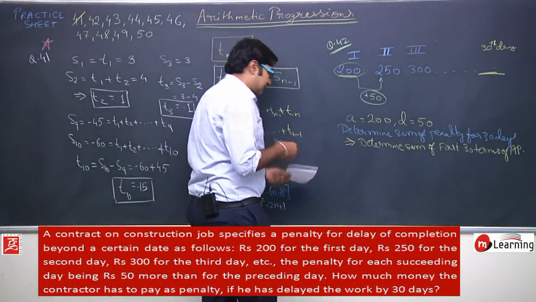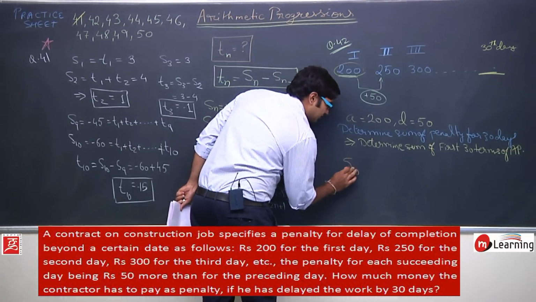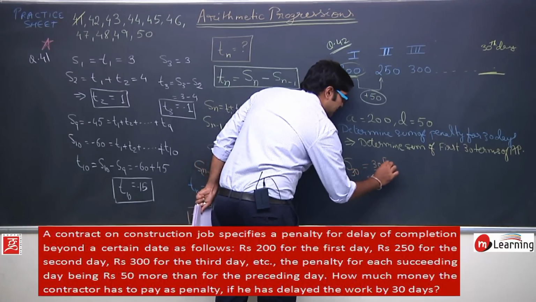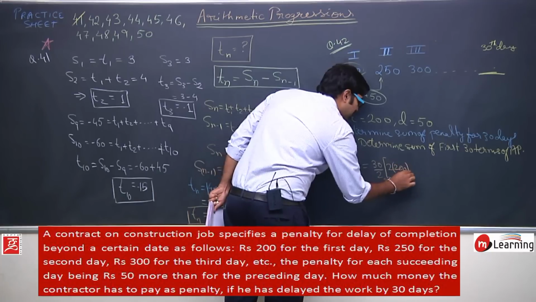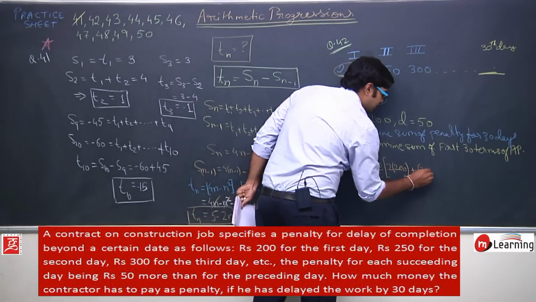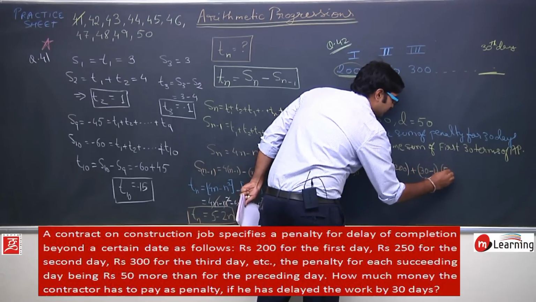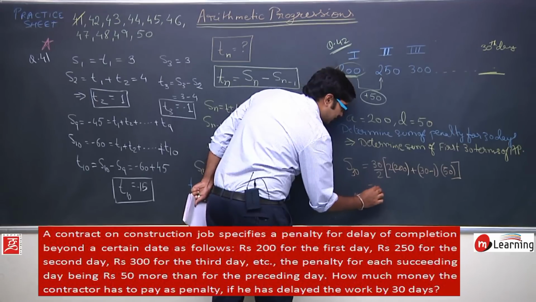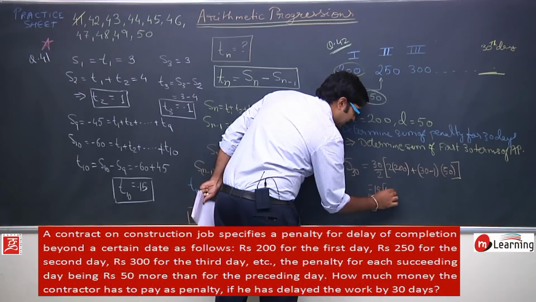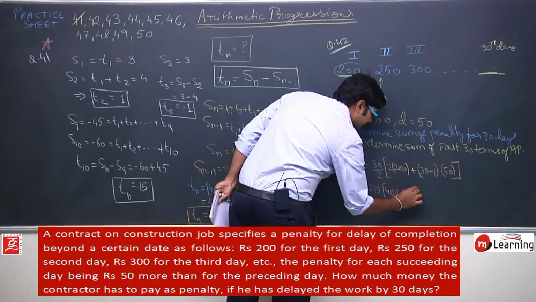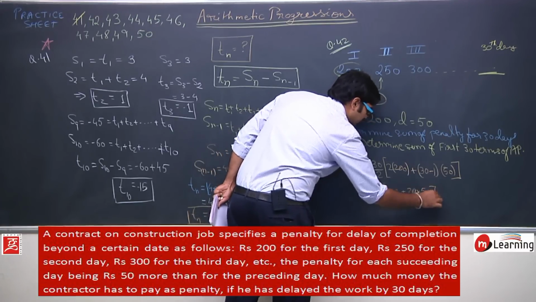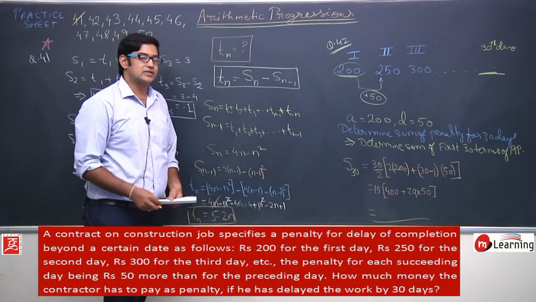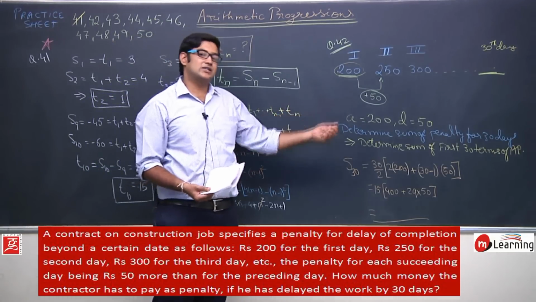So the sum of first 30 terms will be represented by S30, and S30 will be 30 by 2 into the bracket 2 times A, that is 200, plus n minus 1, that is 30 minus 1, into D, which is 50. Okay, this is D. So you will have 30 by 2 is 15 into the bracket 400 plus 29 into 50. So just by solving this, you will get the final value of S30, which is the total amount of penalty that the contractor has to pay.